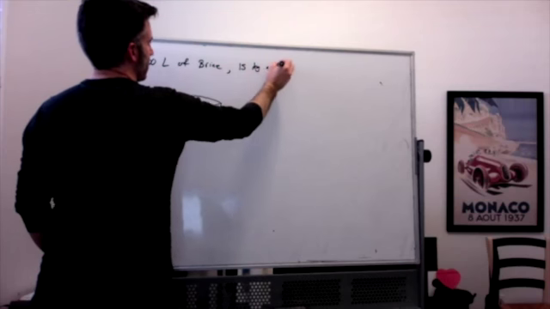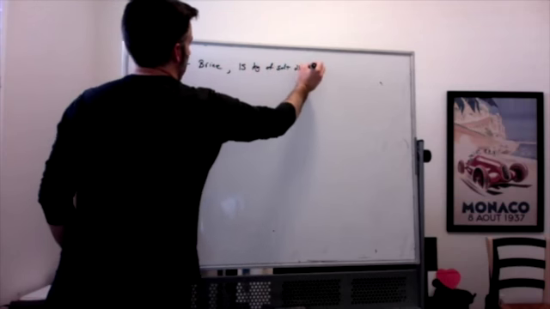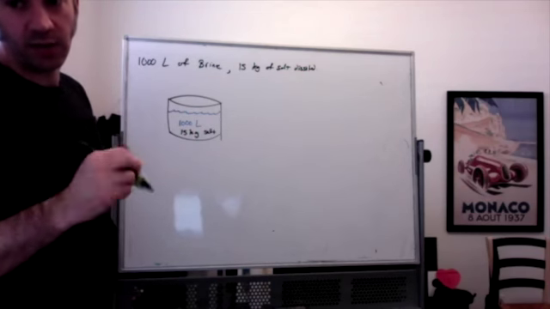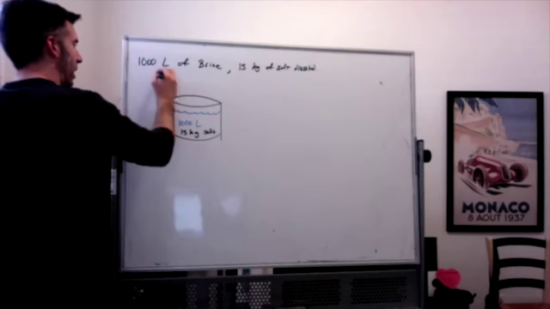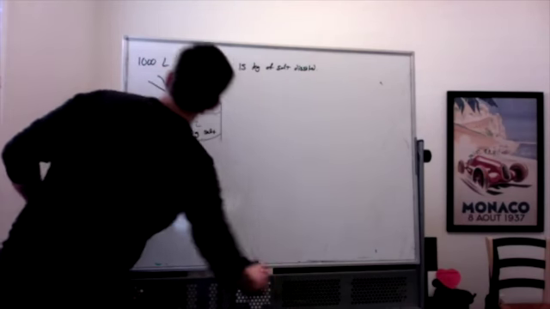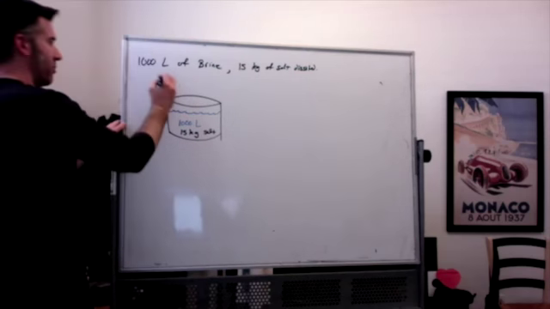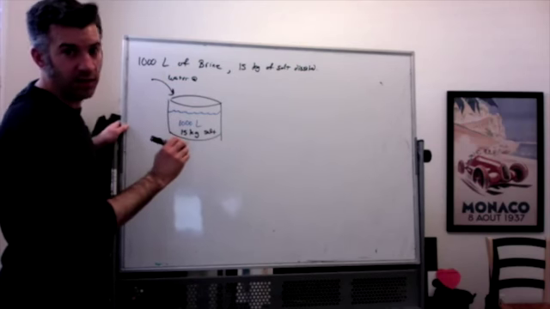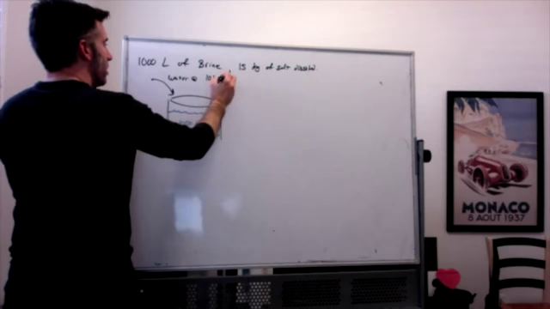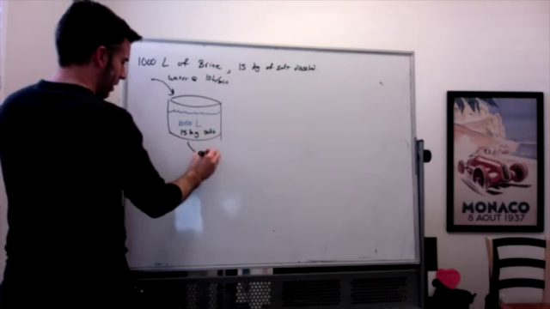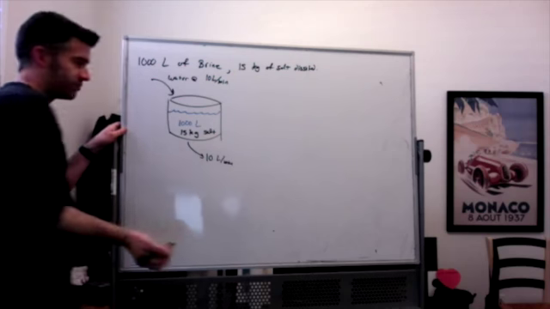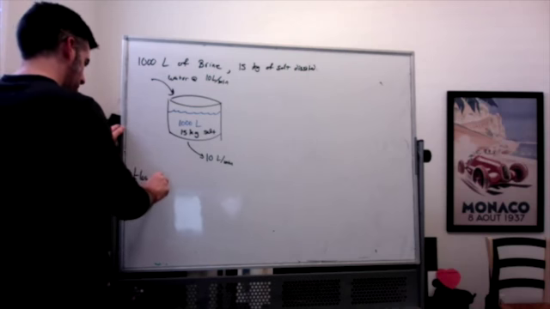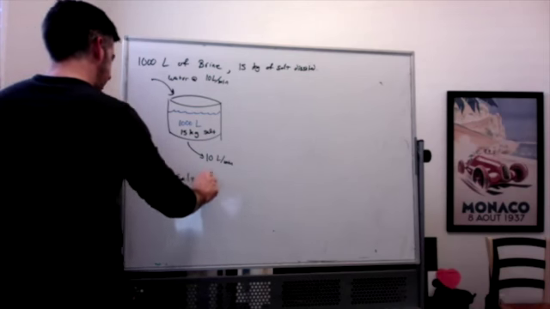15 kilograms of salt dissolved. And then here's what we're doing. We are adding pure water to the tank. So we're adding water, usually with an arrow going in. And so we're putting in water at, what's the rate we've got it going in at? 10 liters per minute. And we're draining it also at 10 liters per minute. And the question is, how much salt is in the tank after 10 minutes?